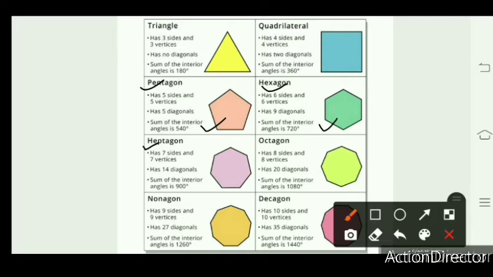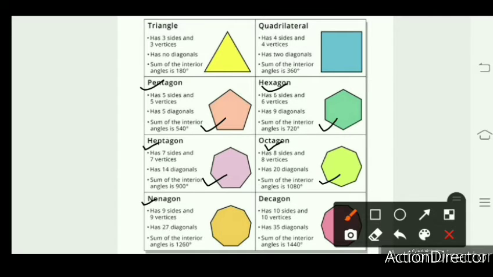Now the heptagon. The heptagon figure is this, and it has 7 sides, 14 diagonals, and the sum of the interior angles is 900 degrees. Now the octagon looks like this figure, and it has 8 sides and 20 diagonals. The sum of the interior angles is 1080 degrees. Remember this point: the sum of the interior angles of an octagon is 1080 degrees.